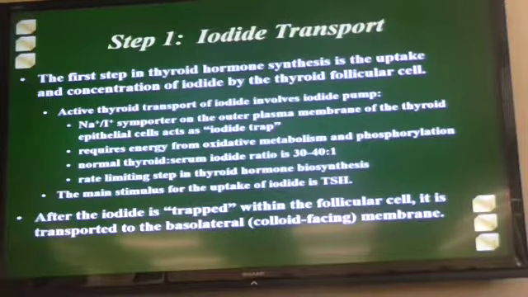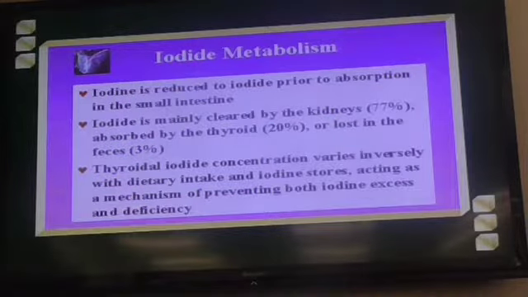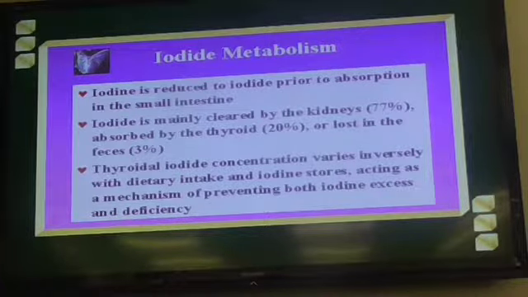Now, after you trap that iodine within the cell, it's going to be transported to the basolateral or the colloid facing membrane of the follicular cell. And basically, this is just telling you what the iodine metabolism is, summarizes it. So it's absorbed from the small intestine. It's mainly cleared by the kidneys, about 77%. 20% is absorbed by the thyroid, and the rest is never absorbed, period, is lost in the feces.